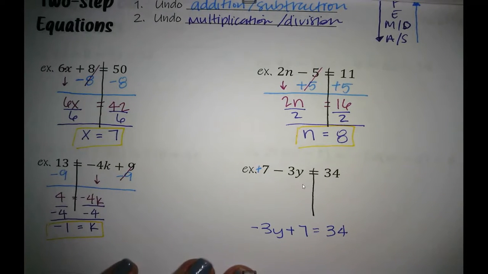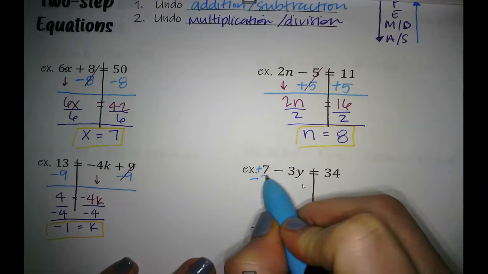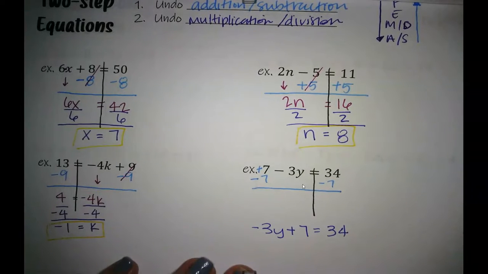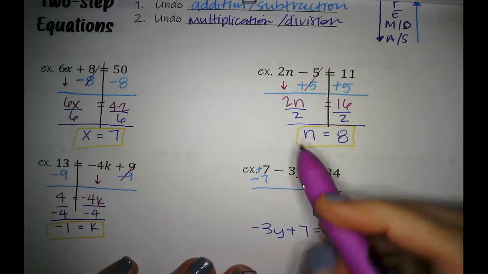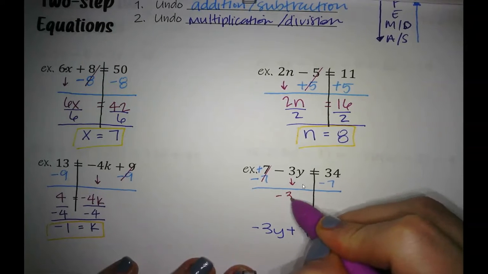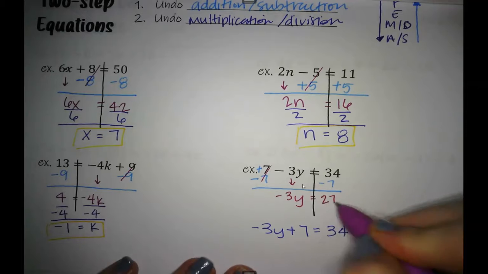So going back to this, so this is a plus 7. We can clearly see that now here. So to do the opposite, I need to subtract 7 from both sides. And positive 7 minus 7 gives me 0. Nothing happened to this negative 3y. 34 minus 7 is 27.